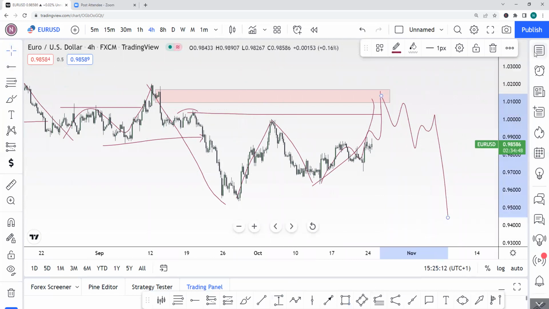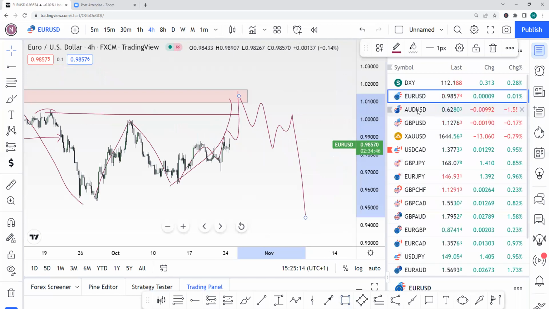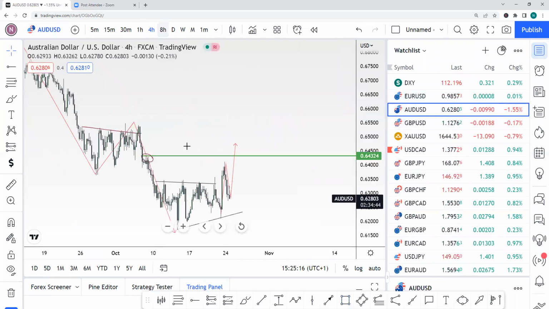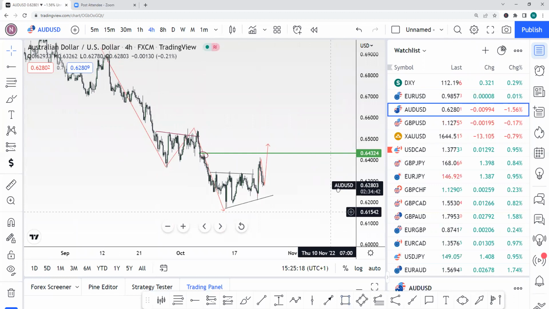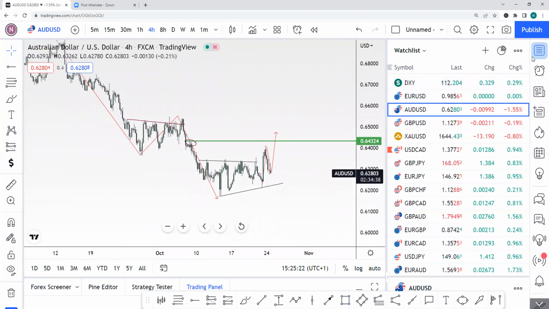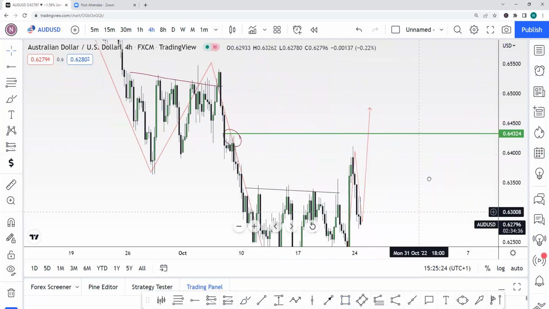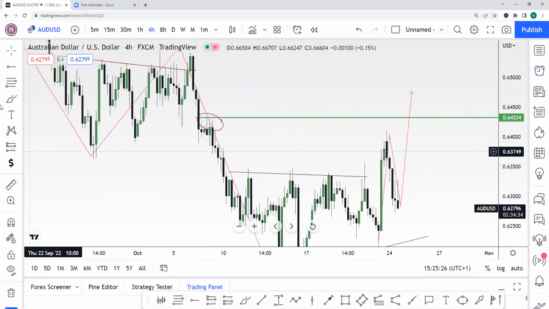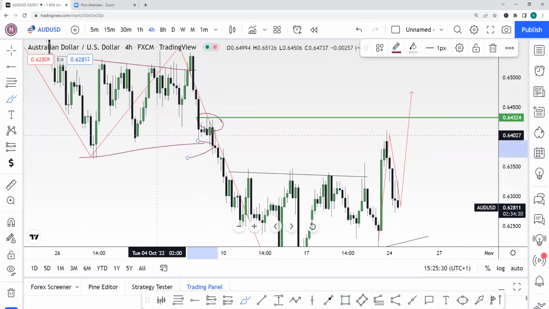That is euro dollar. AUD USD: you have to analyze the trend. See right here, see the little reaction that it produced. The equivalent one in euro dollar, this is the break of structure right here.